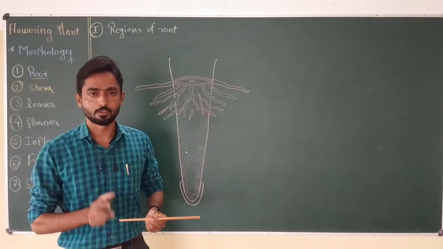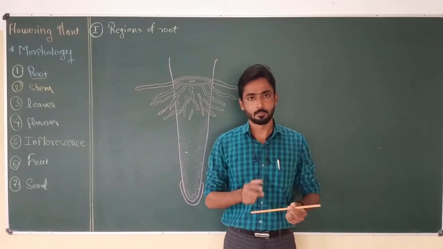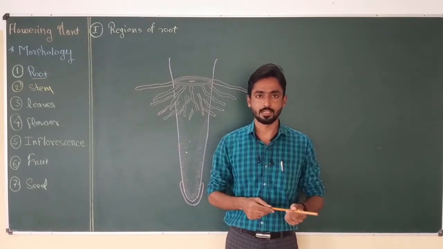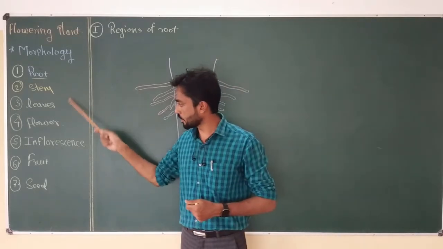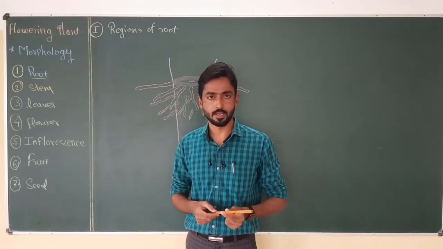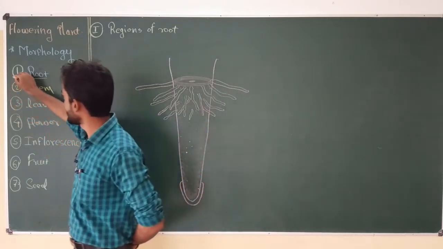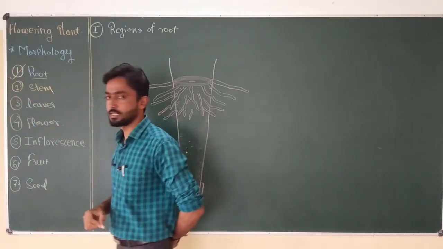Hello everyone, we have started a new video series on the topic morphology of the flowering plant. In my last video, I discussed the different organs of the typical angiospermic plant, or the flowering plant. And in this lecture, I am going to start with the first and important part of the plant, that is root.